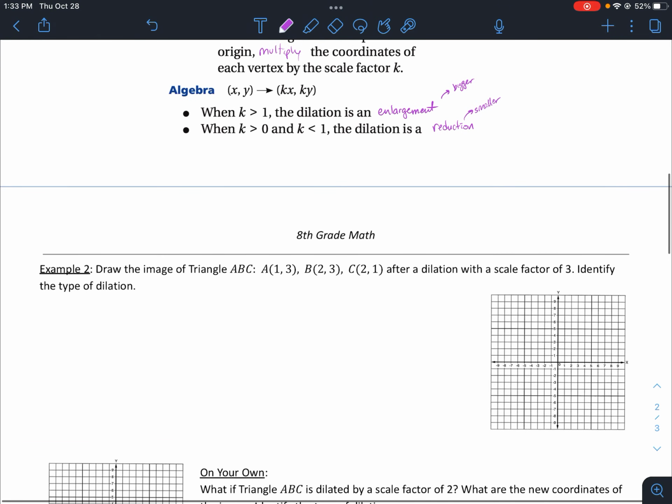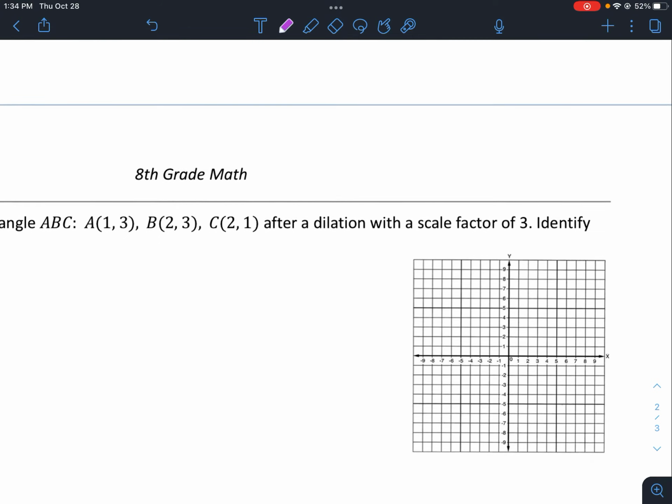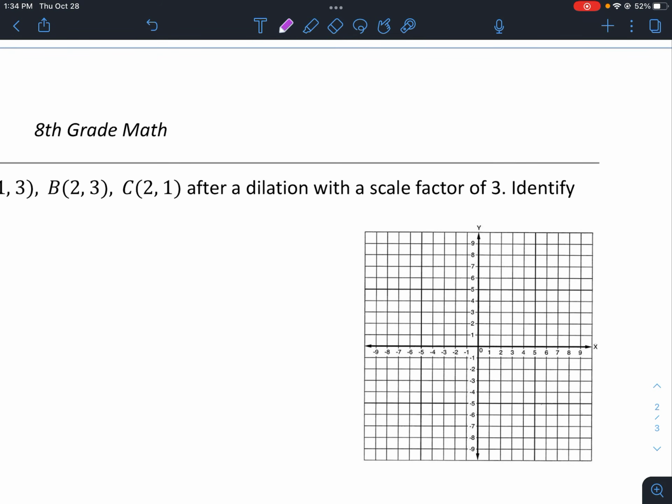Example number 2, draw the image of triangle ABC after a dilation with a scale factor of 3. Identify the type of dilation. So let's plot these points first. A would be 1, 3. B would be 2, 3. C would be 2, 1. Here is my triangle right there.